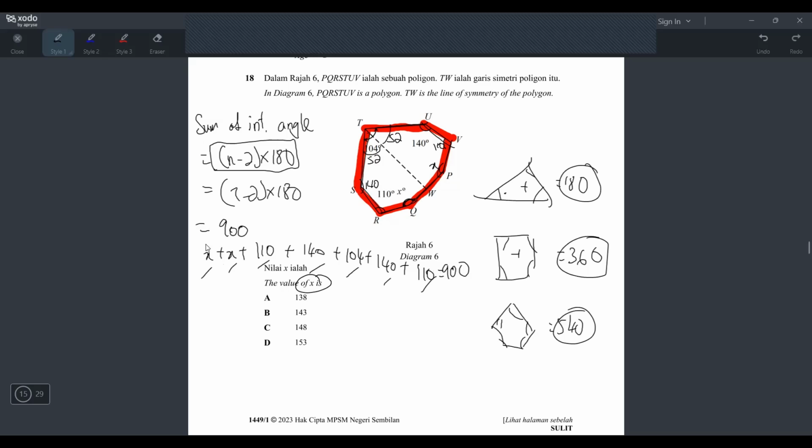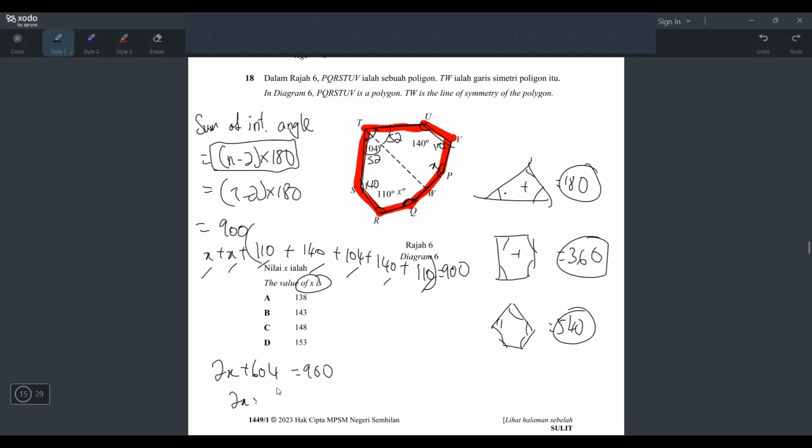How to find x now? So x plus x is 2x, and then all these values we can add inside the calculator. So let's press 110 plus 140 plus 104 plus 140 plus 110. Okay, my calculator gives me 604. So everything added together from here to here is 604, and the whole thing equals 900.